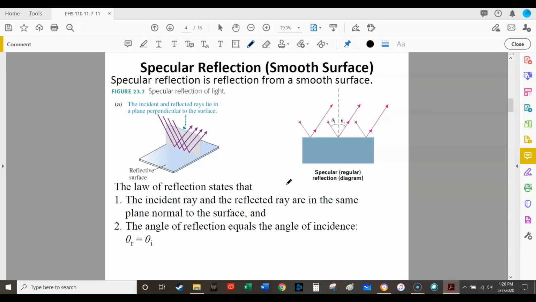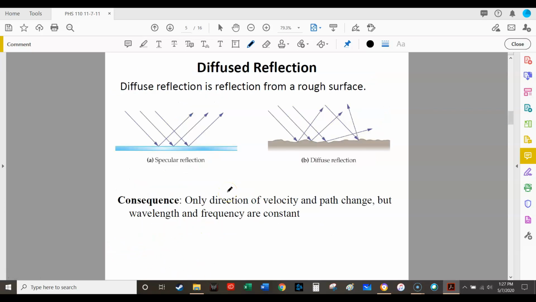So the law of reflection really holds true with all surfaces. However, it's easier to analyze light rays when they're reflecting off a surface that's smooth, so we could see the specular reflection, okay? And again, the law of reflection has two components. The incident light ray and the reflected light ray are on the same plane and perpendicular to the surface, and those two angles will be equal to each other.